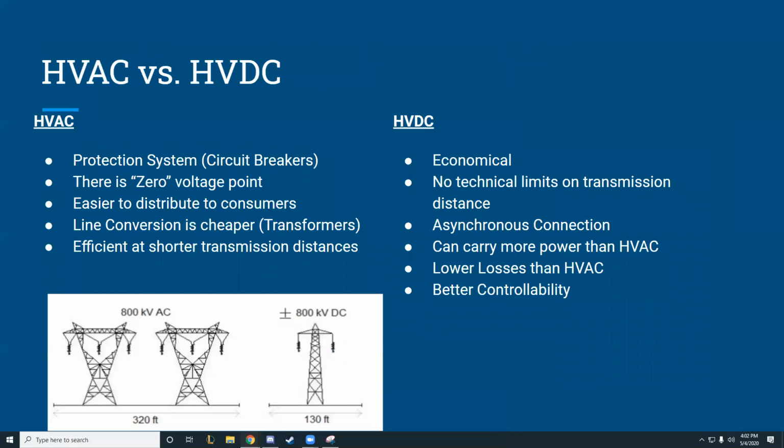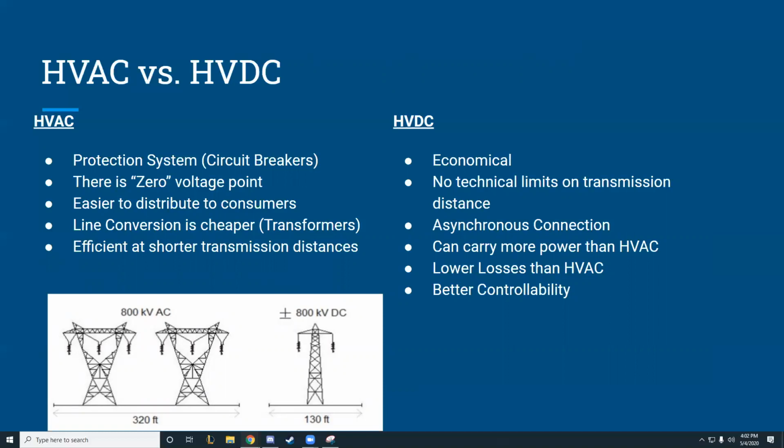Now I'd like to talk about high voltage AC versus high voltage DC. In high voltage AC, we have a better protection system. It also has a zero voltage point in between the positive and negative maximum voltages. It is easier to distribute to consumers. Line conversion is much cheaper due to transformers, and it is more efficient at shorter transmission distances.